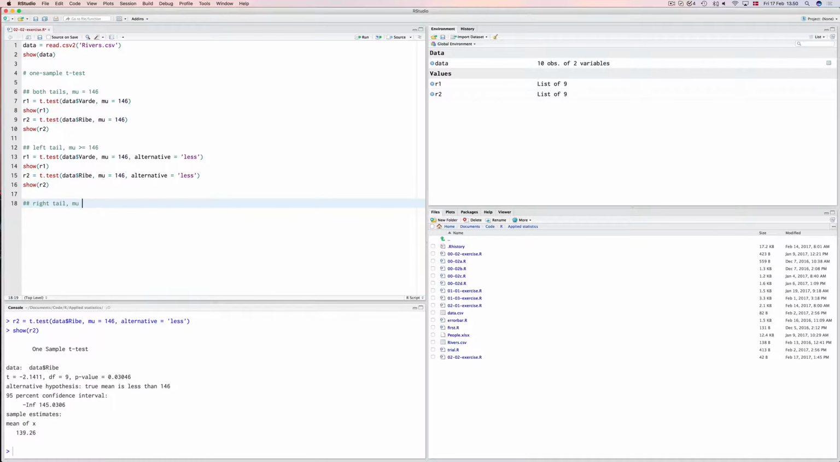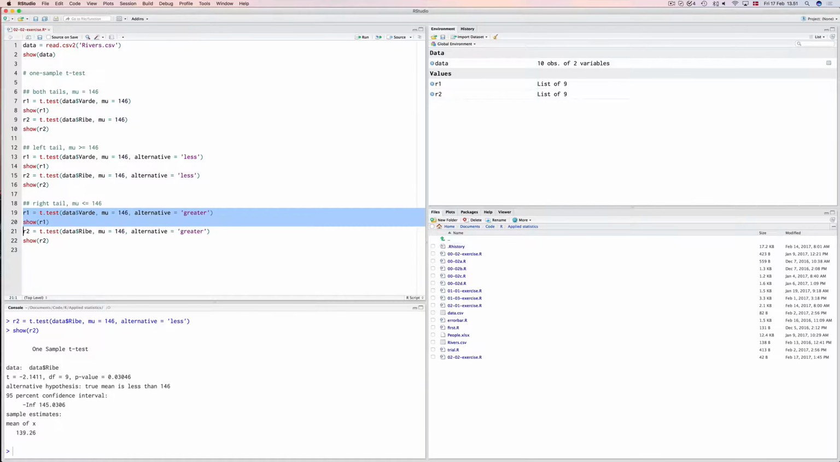Now we can also do it for the right tail. So the null hypothesis is that mu is either equal or below 146. In this case, our null hypothesis is that the rivers are not contaminated. So I just copy and paste the previous code and change only the alternative hypothesis. In this case, the alternative hypothesis will be greater. So let's see what it says for VADE.